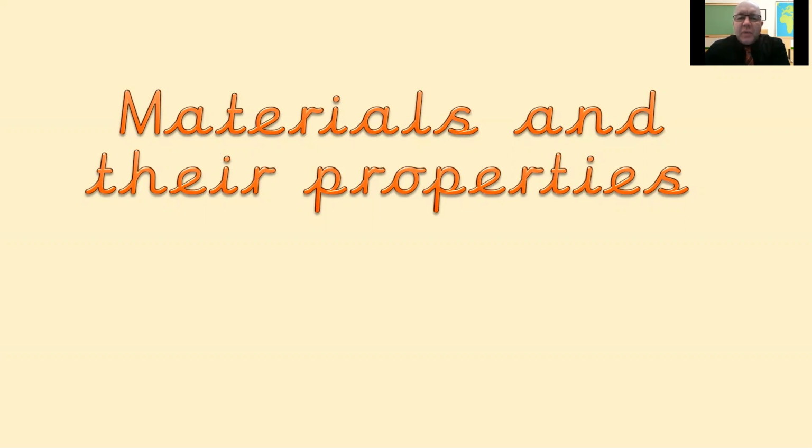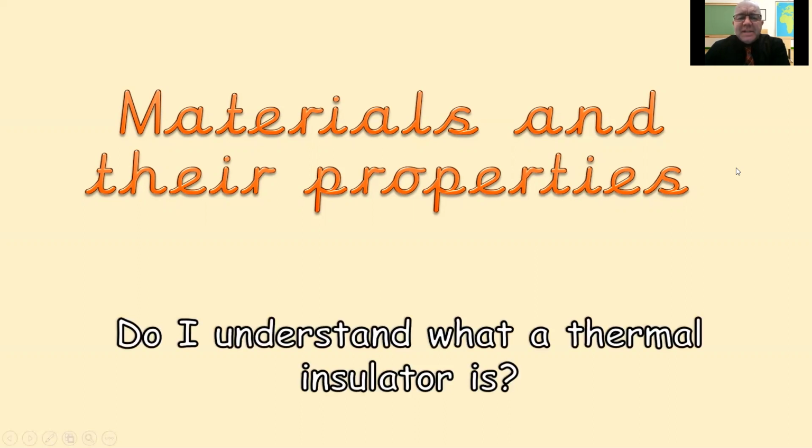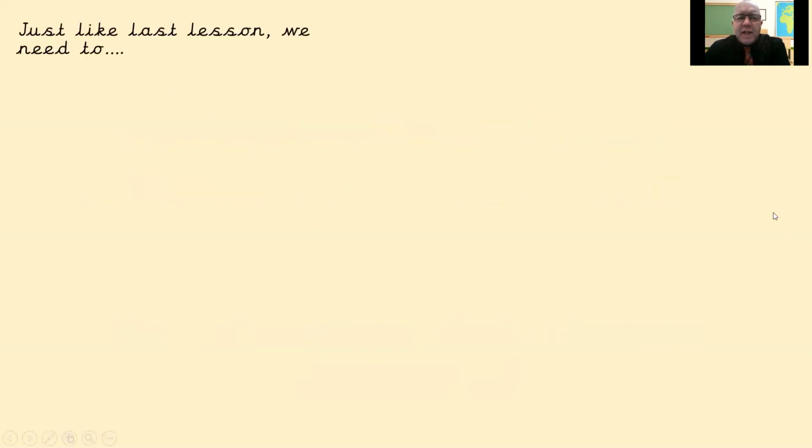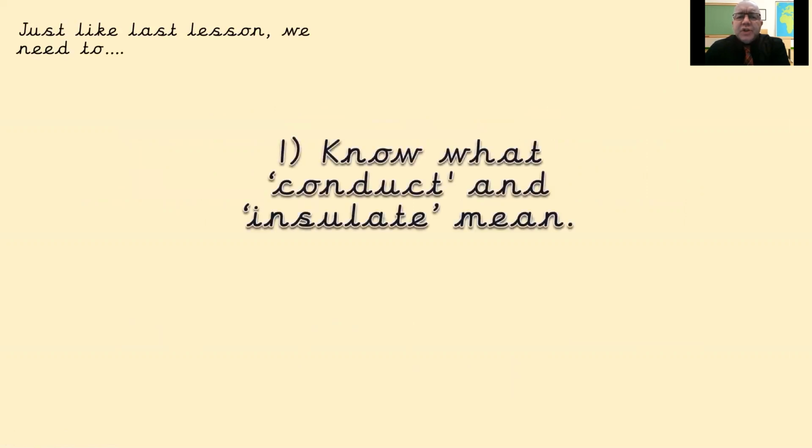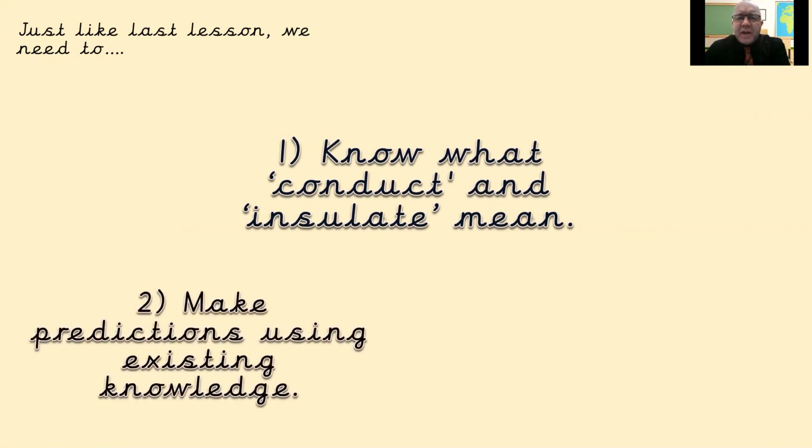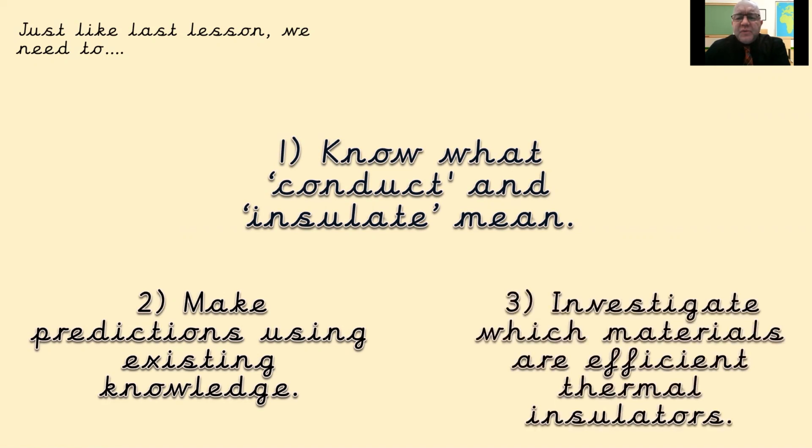As you can see, we're carrying on with our work with materials and their properties, and the focus is the same as our last lesson, in that we're looking at thermal insulators. So do I understand what a thermal insulator is for? Remember, thermal is all to do with heat. An insulator is keeping that heat inside. So just like last lesson, we need to be able to know what conduct and insulate mean. We need to make predictions using our existing knowledge. And we need to investigate which materials are efficient thermal insulators.